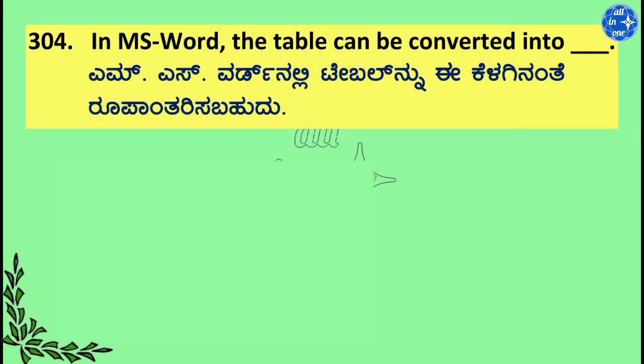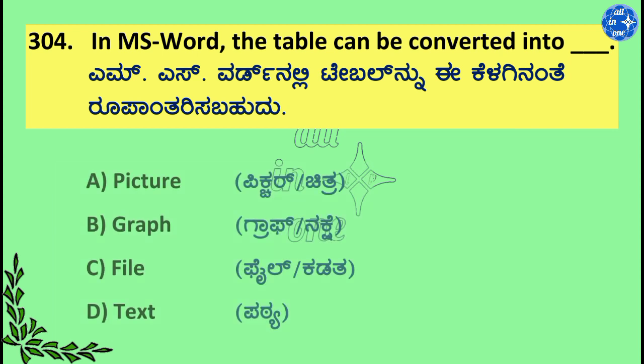Question: in MS Word, the table can be converted into dash. Option: picture, graph, file, and text. Right answer is text.